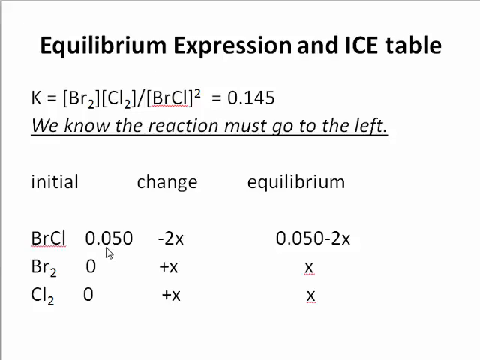If we put in initial concentrations, the initial concentration of bromine chloride is 0.05, and the bromine and chlorine concentrations are 0. We should deduce that the reaction will go to the left. That means the concentration of bromine chloride will go down, whereas the concentrations of bromine and chlorine will increase. If we call the concentration increase of bromine and chlorine x, the change in bromine chloride is negative 2x.